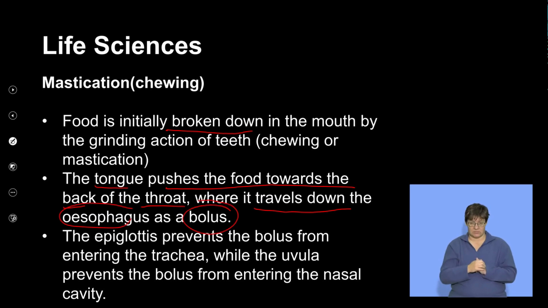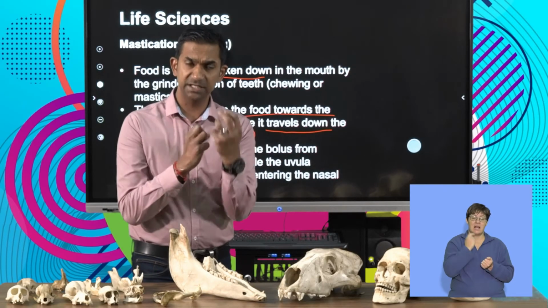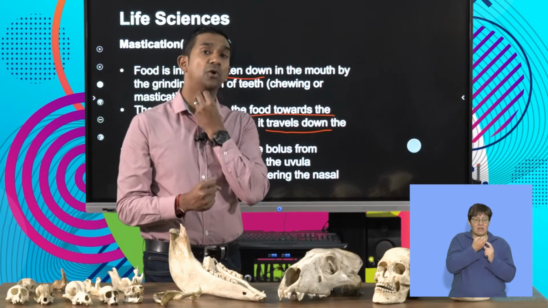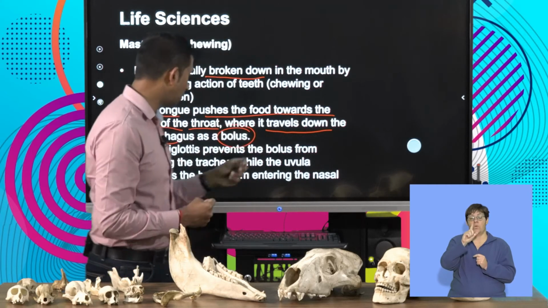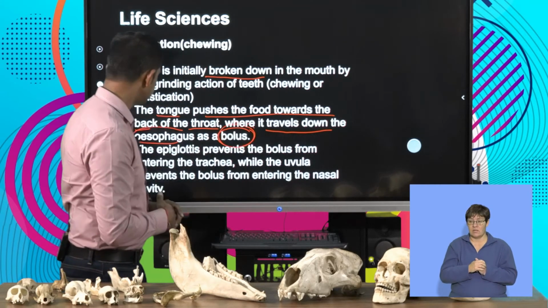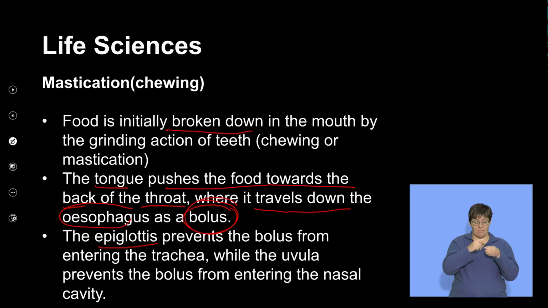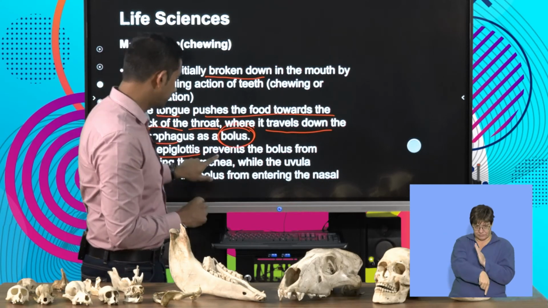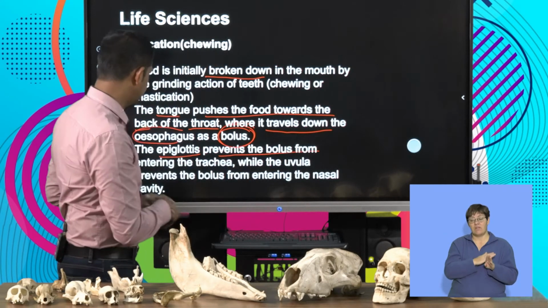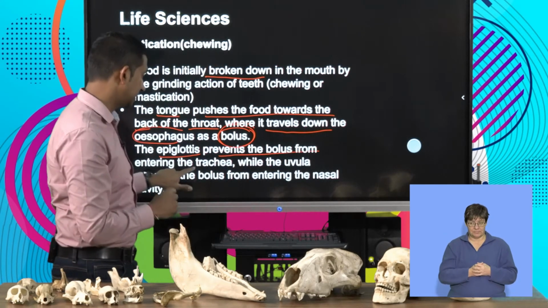So when we swallow food after it's chewed and it's mixed with saliva, it forms a little ball that moves down, and that ball is called the bolus. The epiglottis is the little flap that prevents the food from moving into the trachea, and that allows food to just pass down the esophagus, preventing it from getting into the trachea.